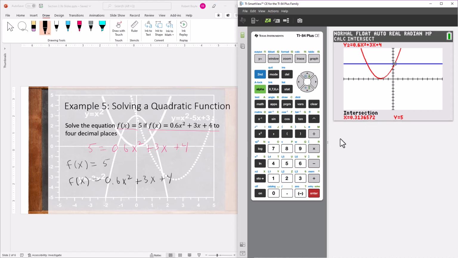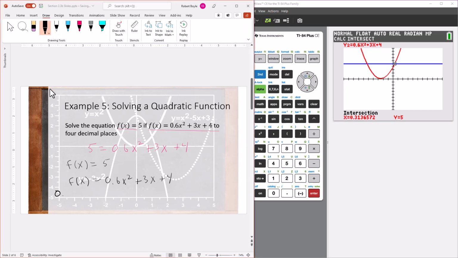Now we want the 4 decimal places. 1, 2, 3, 4. Okay, 0.3136. And since this one's a 5, we are going to round up to 0.3137. So our calculator is giving us 0.31365 with some other stuff. Now, since this is 5 or higher, that means we want to round this to 0.3137.